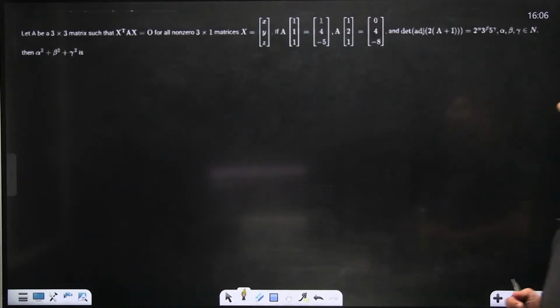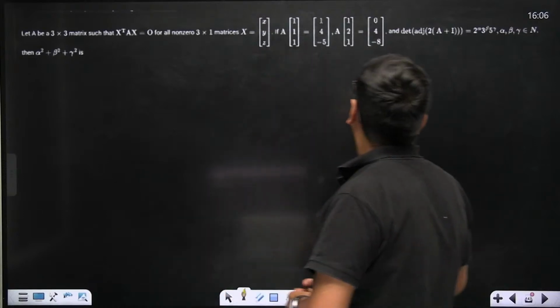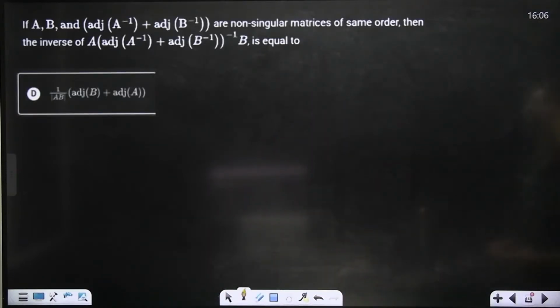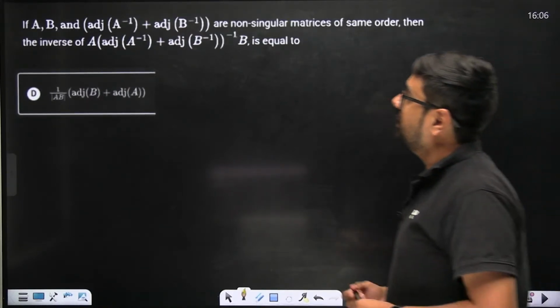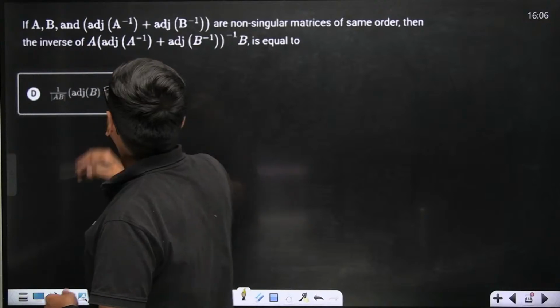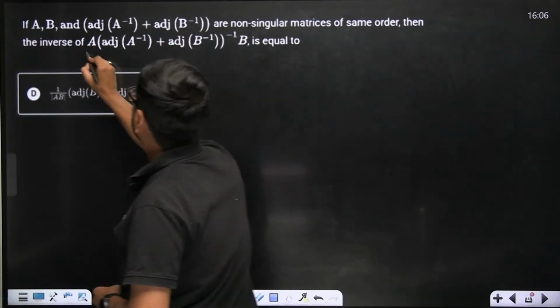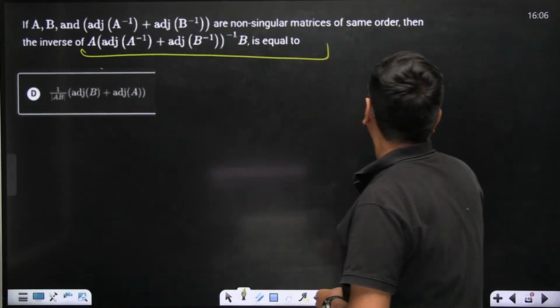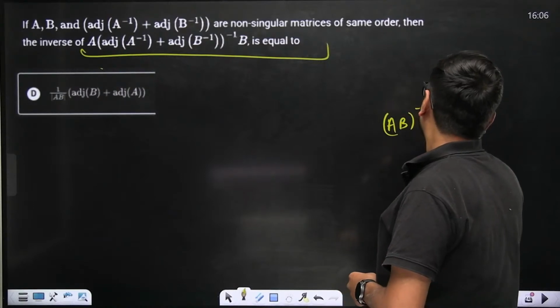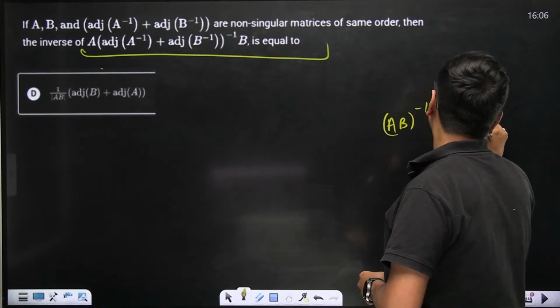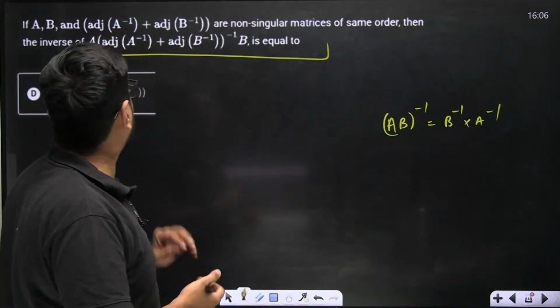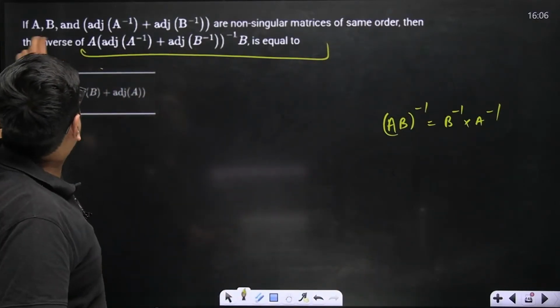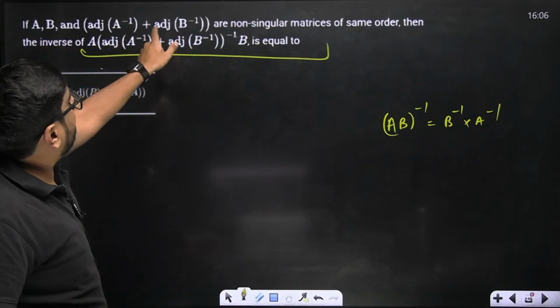This question again, x transpose A. This type of question we solved just now. This question again is just about the properties. A, B, adjoint of A inverse. Now look, we should know that AB inverse is equal to B inverse into A inverse. This property only is being used over here, but they just made it look so complicated. AB and adjoint of A inverse plus adjoint of B inverse.